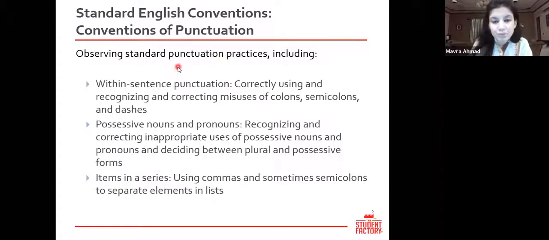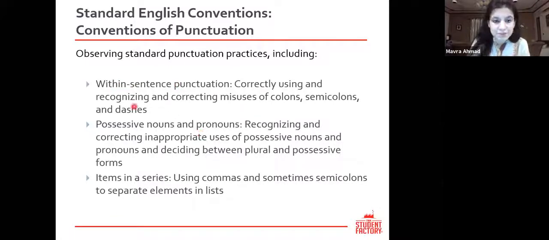about punctuation. Point number 1, within sentence punctuation, correctly using and recognizing and correcting misuses of colons, semicolons and dashes. If these are used incorrectly, we might have to correct them, and if they are used unnecessarily, we might have to eliminate them altogether.